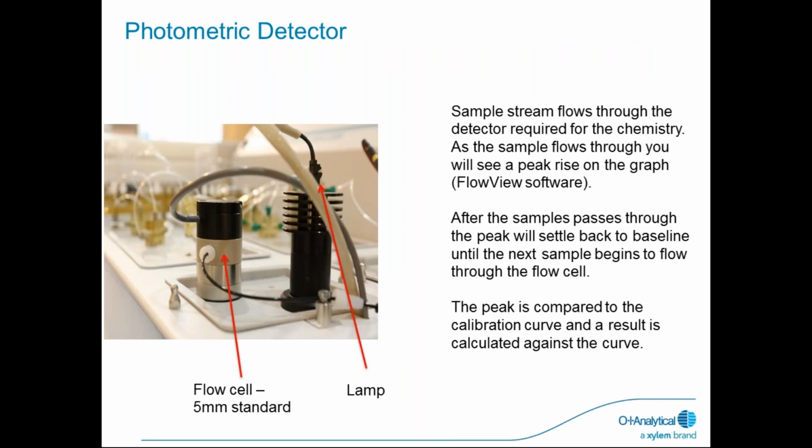So we have a little breakout here of the photometric detector. There's the flow cell, 5mm is standard, and then we have a photodiode lamp that's easily replaceable with a set screw, and that's a common replacement part. The sample stream flows to the detector required for the chemistry. As the sample flows through, you'll see a peak rise on the FlowView software. After the sample passes through the peak, it'll settle back to a baseline until the next sample begins to flow through the flow cell. The peak is compared to the calibration curve, and a result is calculated against the curve.